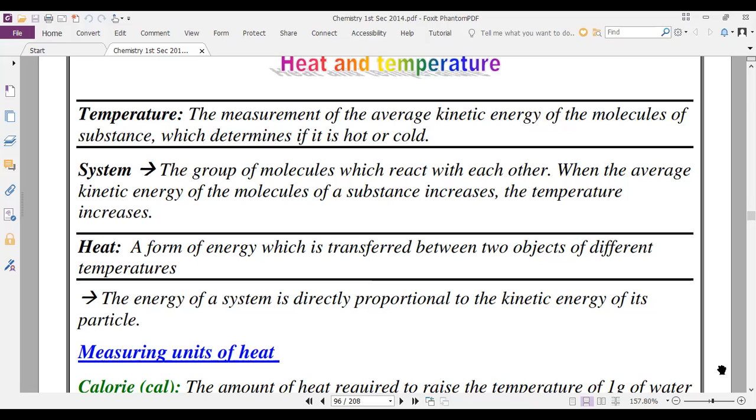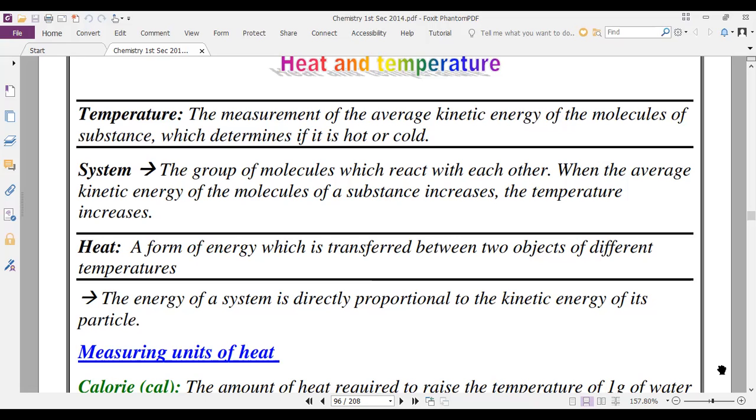So what happens if you touch a hot cup of tea? My hand will burn, because the heat transfers from the hot cup of tea to my hand.